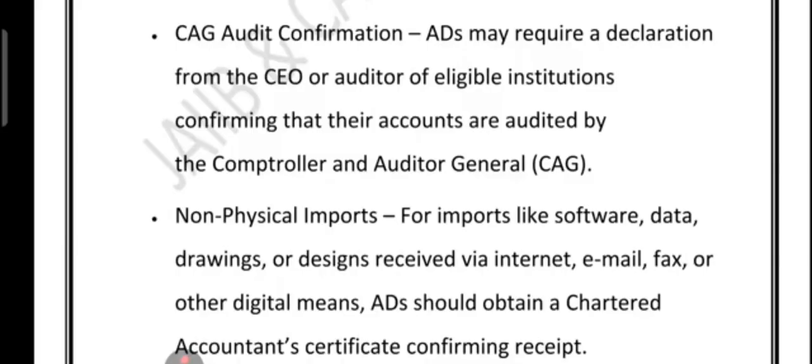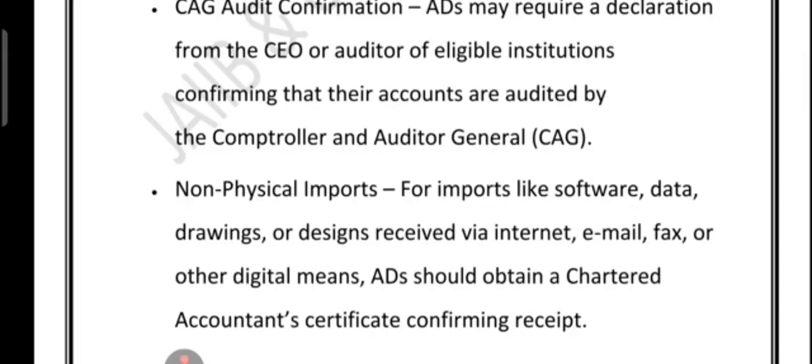Next, not all imports are physical goods. Some are digital, like software, data, technical drawings, or designs, received over email or the internet. In these cases, banks don't get a shipping document. So they ask for a chartered accountant certificate confirming that the importer actually received the product.